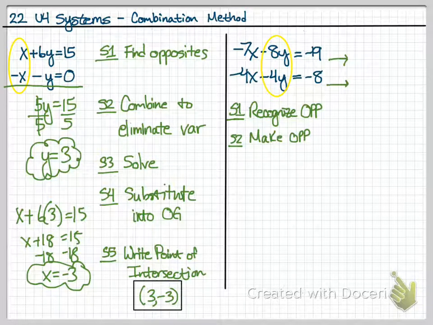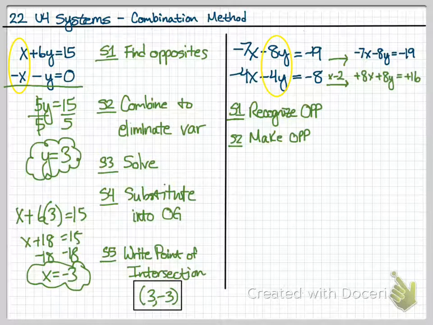So what can happen is we'll manipulate one of them, in this case the bottom one, to be the opposite of the other. So we're going to multiply the bottom one by negative 2. Why is that? It's because negative 2 times negative 4 will give us positive 8, or positive 8y in this case, which will be the opposite of negative 8y. So the top equation stays the same, but the bottom will all change.